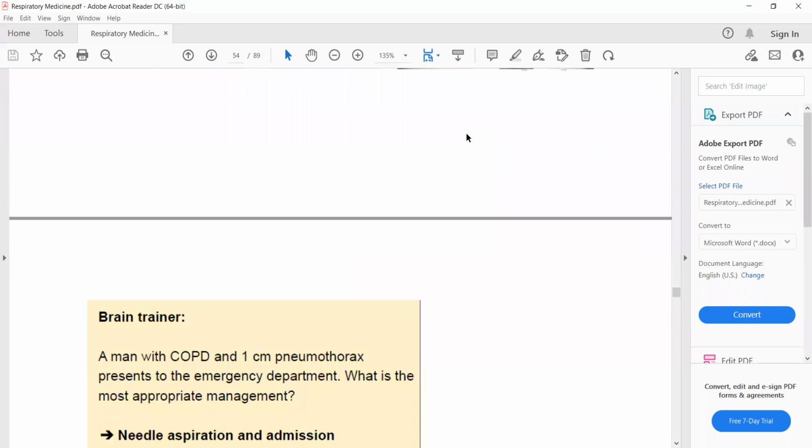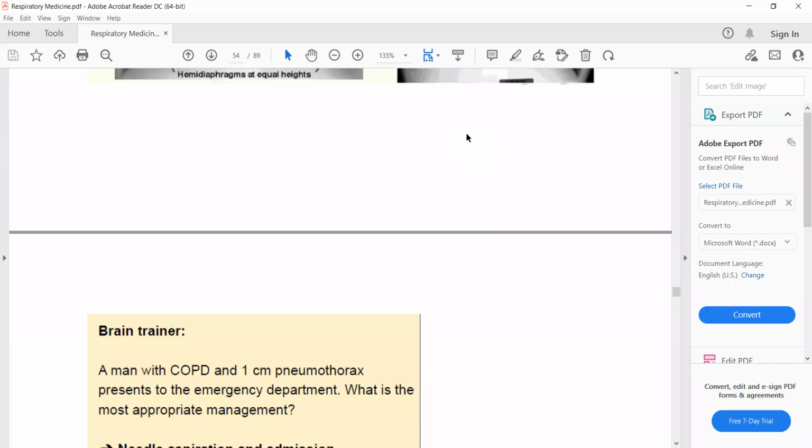So a man with COPD and 1 centimeter. Can you repeat when we can remove the chest drain? You said something about the chest drain can be removed if there is no bubbling of water. I didn't get that. No bubbling in underwater seal for 24 hours. What does that mean?